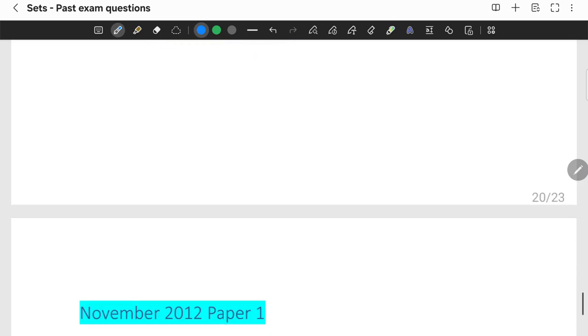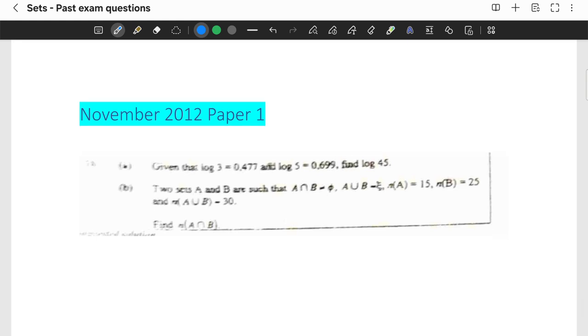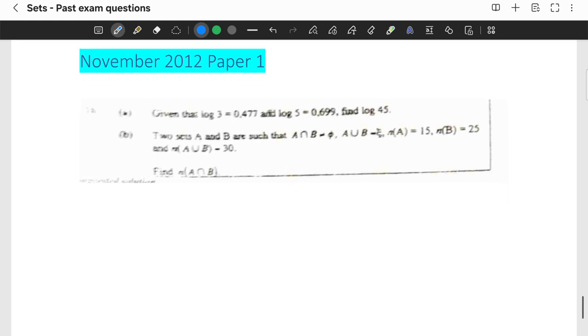Great. The next question is from November 2012, paper 1, part B, which says, two sets A and B are such that A intersection B is a null set. There is nothing in A intersection B. A union B is the universal set, so everything is in A and B. Number in A is 15, number in B is 25. Find the number in A intersection B.